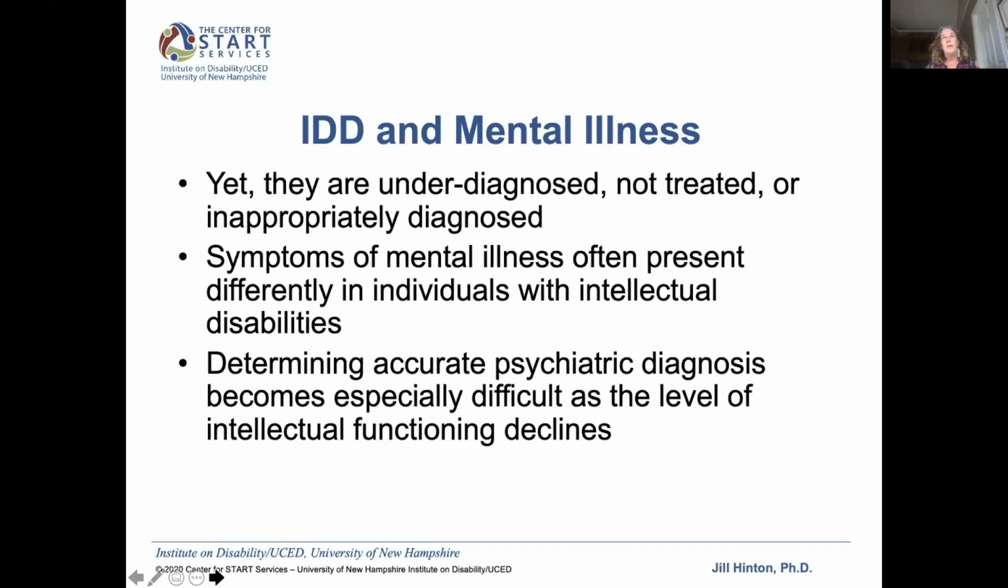So we know that a percentage of folks do have a diagnosed psychiatric disorder, but we also know, just like I mentioned, that often the diagnosis they come in with is not correct. So we see underdiagnosis of some things like anxiety, and overdiagnosis of other things, or an inappropriate diagnosis of other things. And that's because the symptoms of some of these psychiatric disorders often present a little differently in people with intellectual and developmental disabilities. And sometimes it gets more complicated when the level of intellectual disability is more severe. It gets a little more complicated to make the right diagnosis.